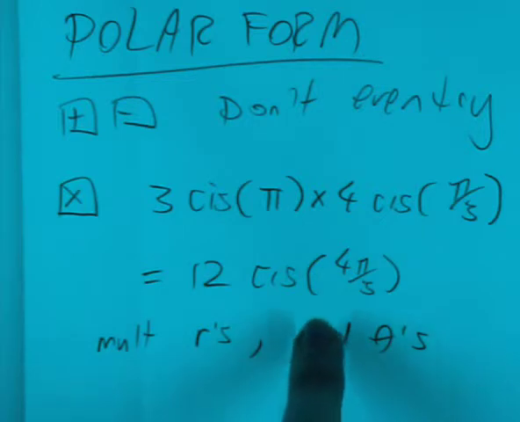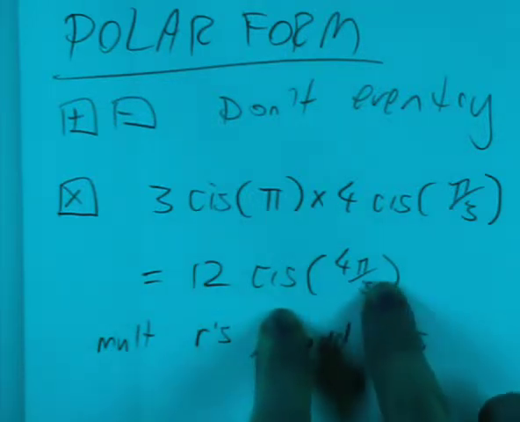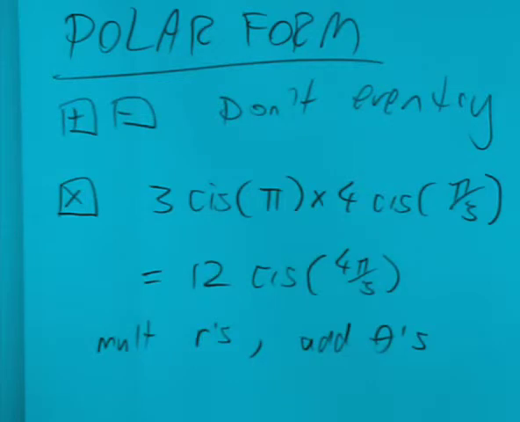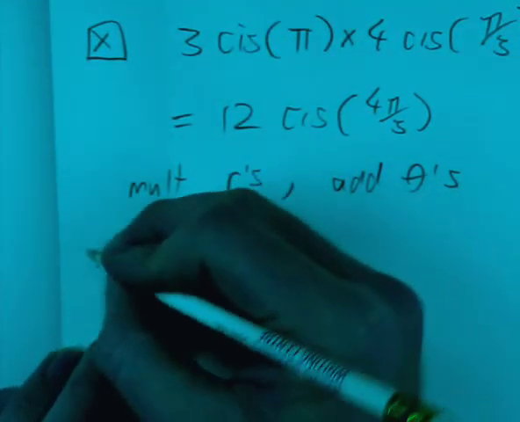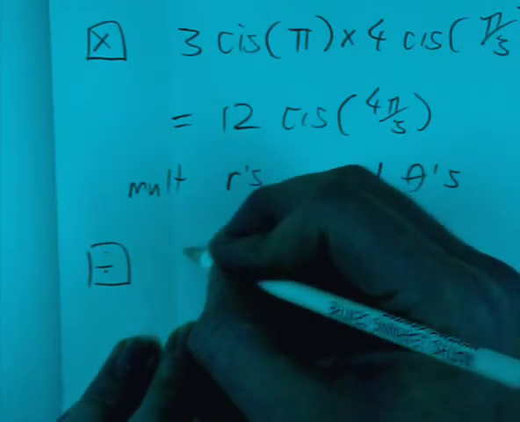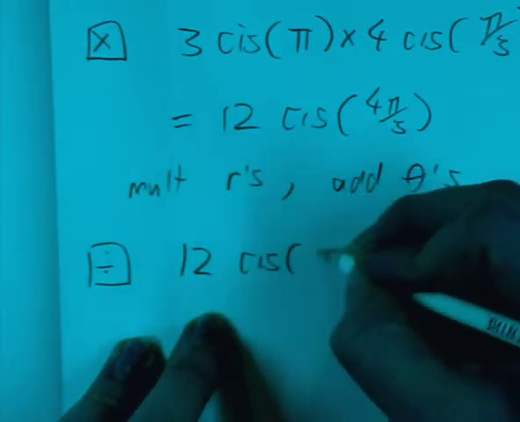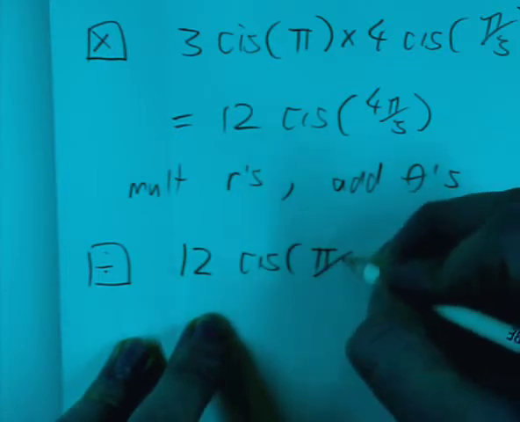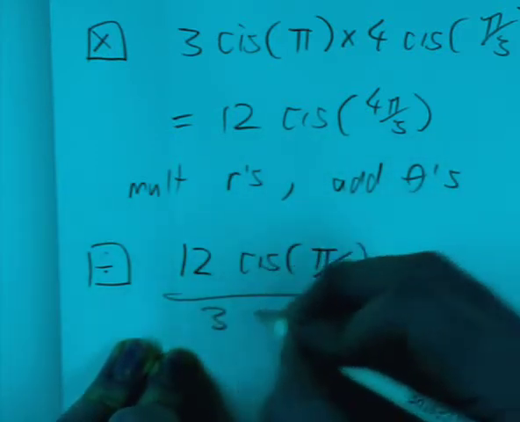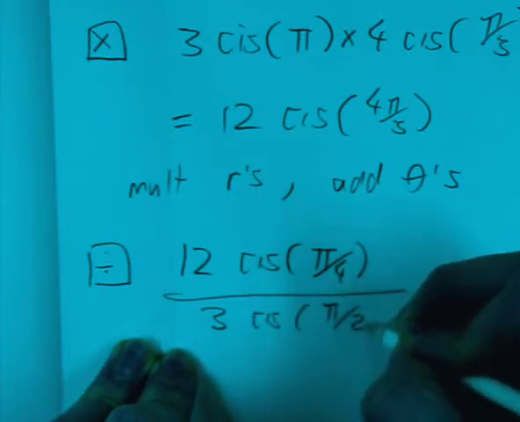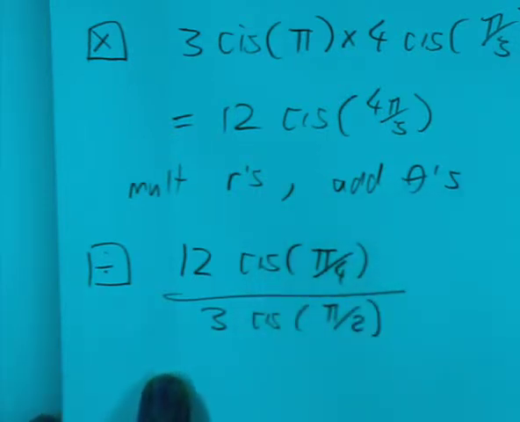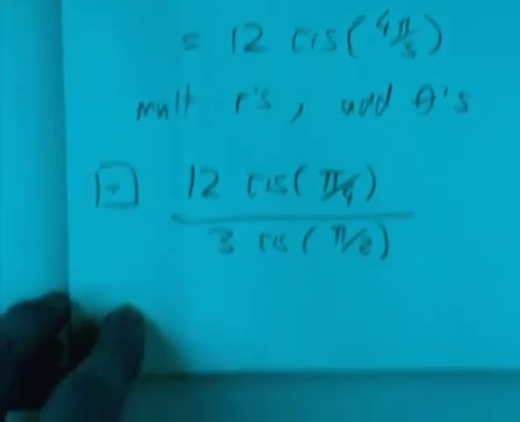You have no clue what this number is just by looking at it, but you can draw it on the diagram and know where it is. And you can always expand out this cis to figure out what the two bits of the Cartesian form are. Division is just as simple. Let me give one that's actually going to work. So 12 cis pi on 4, 3 cis pi on 2. I'm going to divide them.